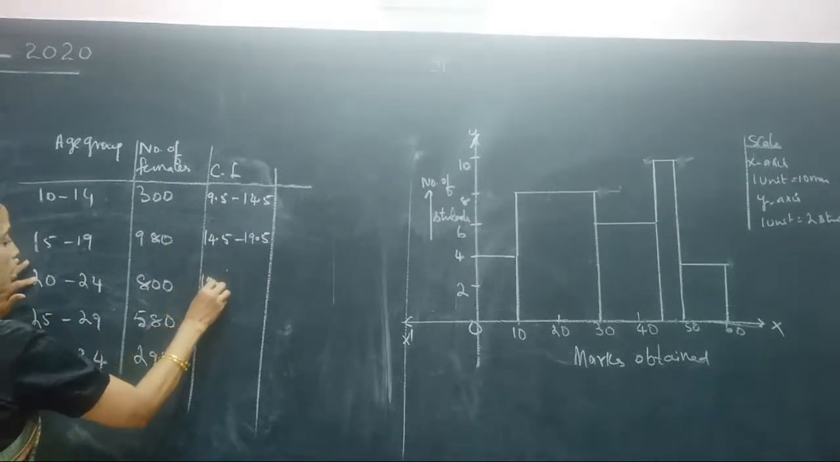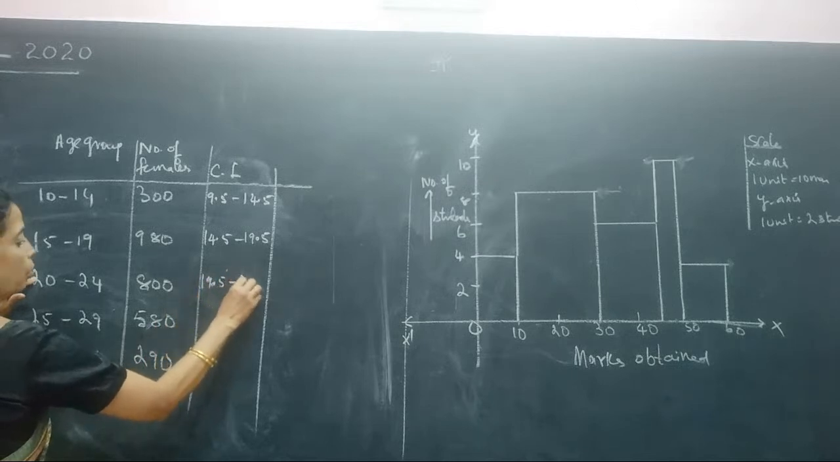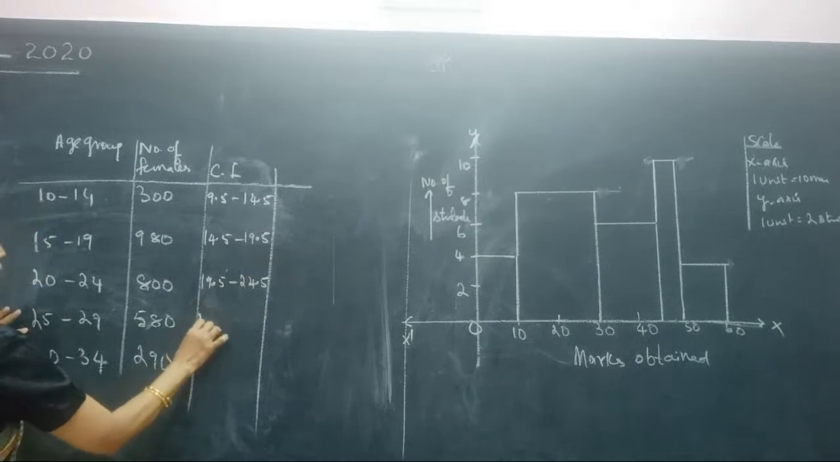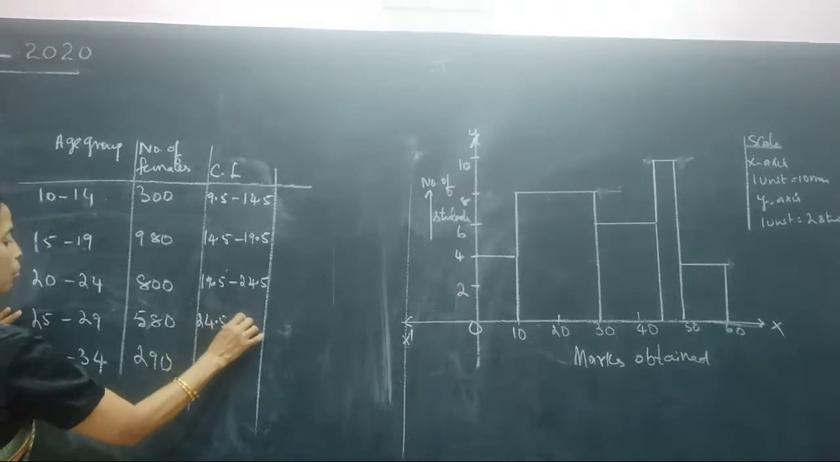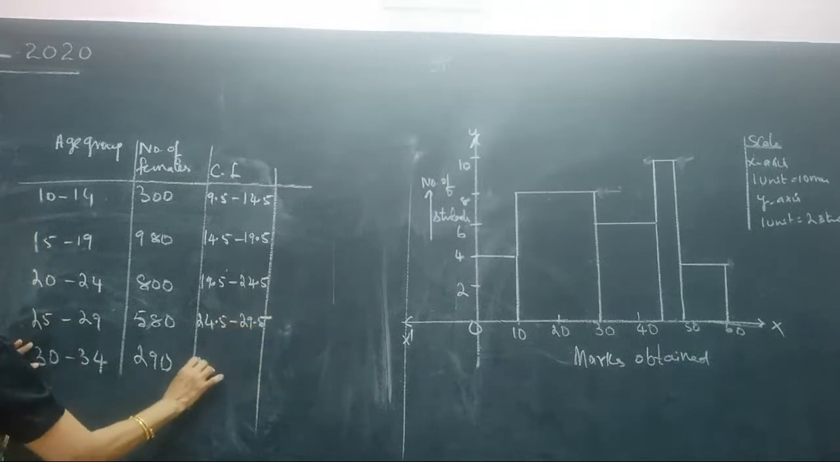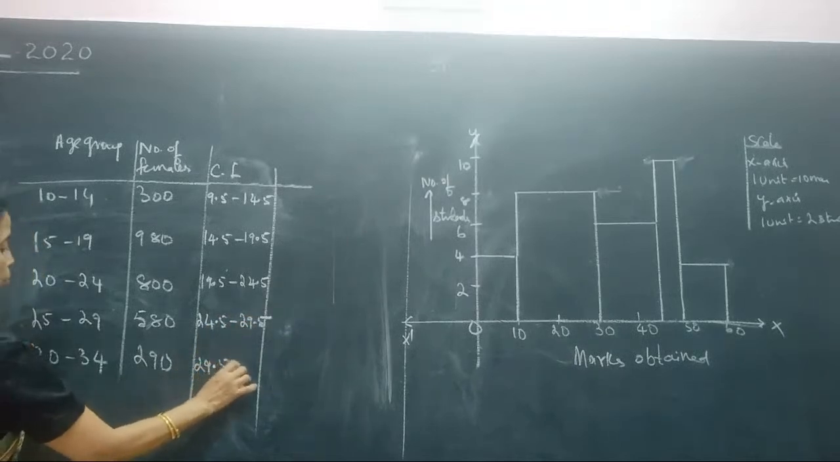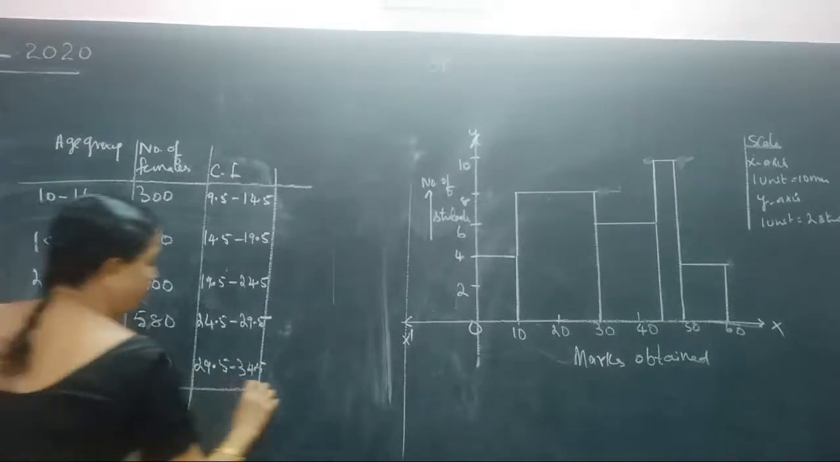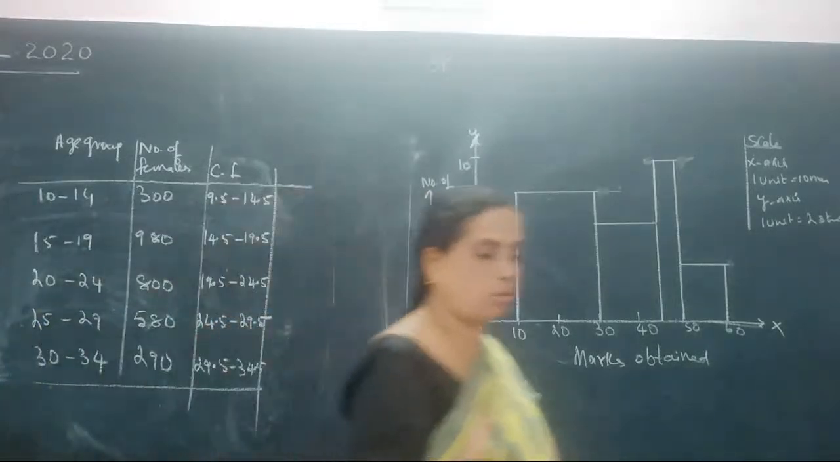20 becomes 19.5 to 24.5. Then 24.5 to 29.5, and 29.5 to 34.5.